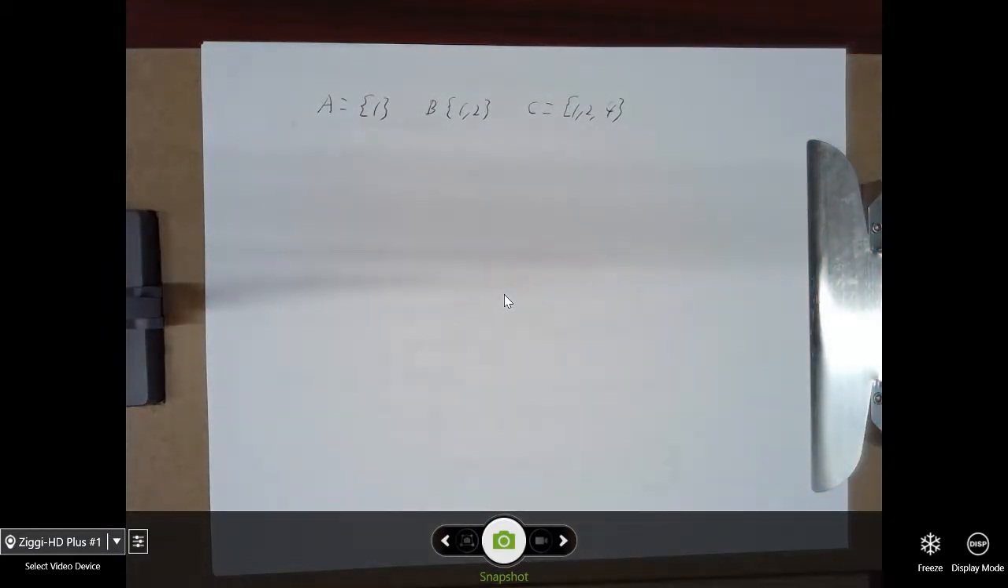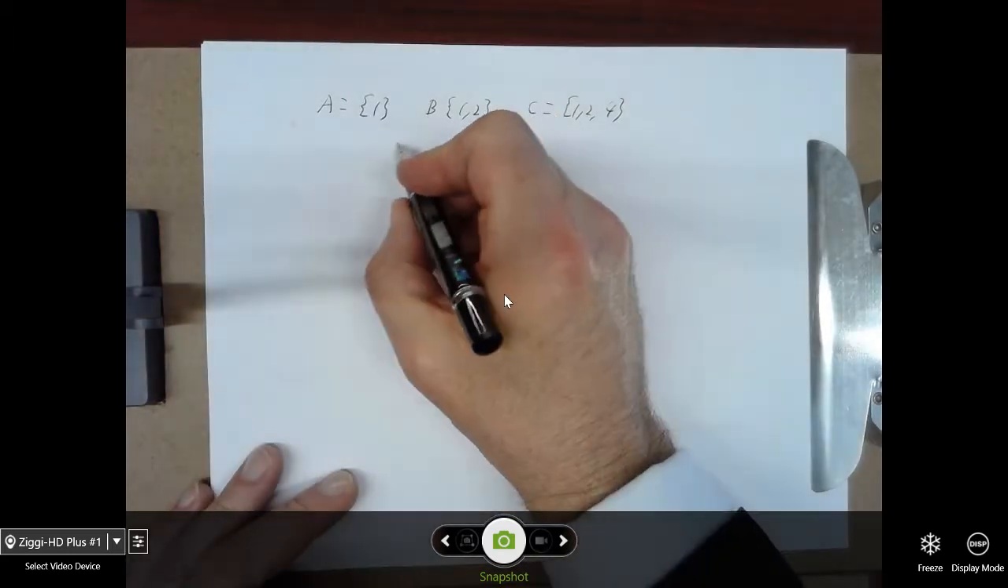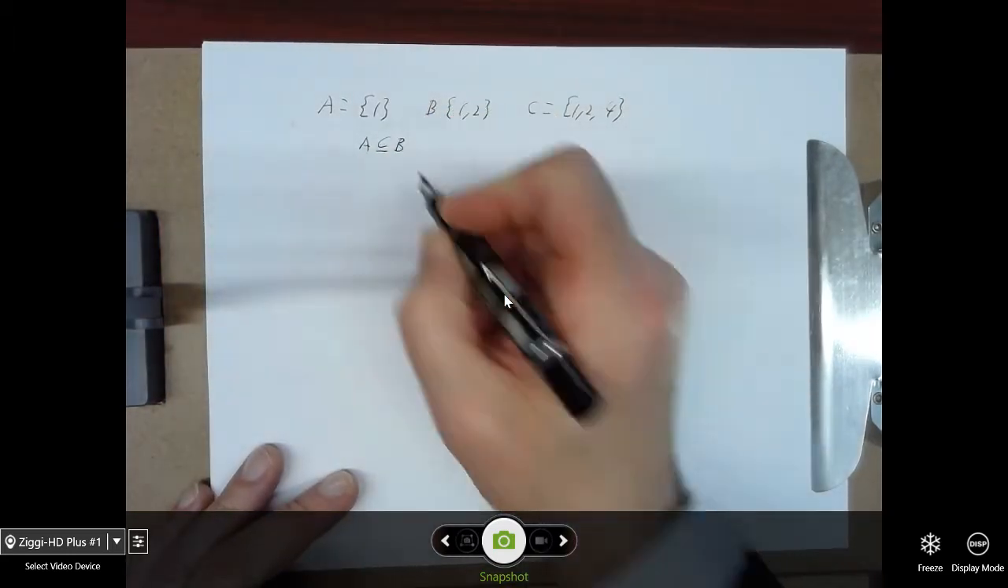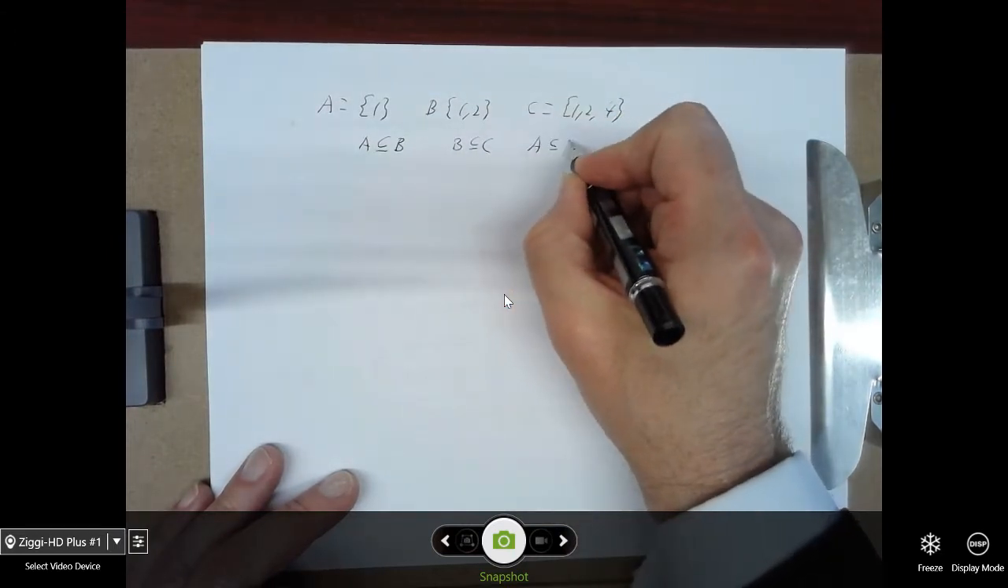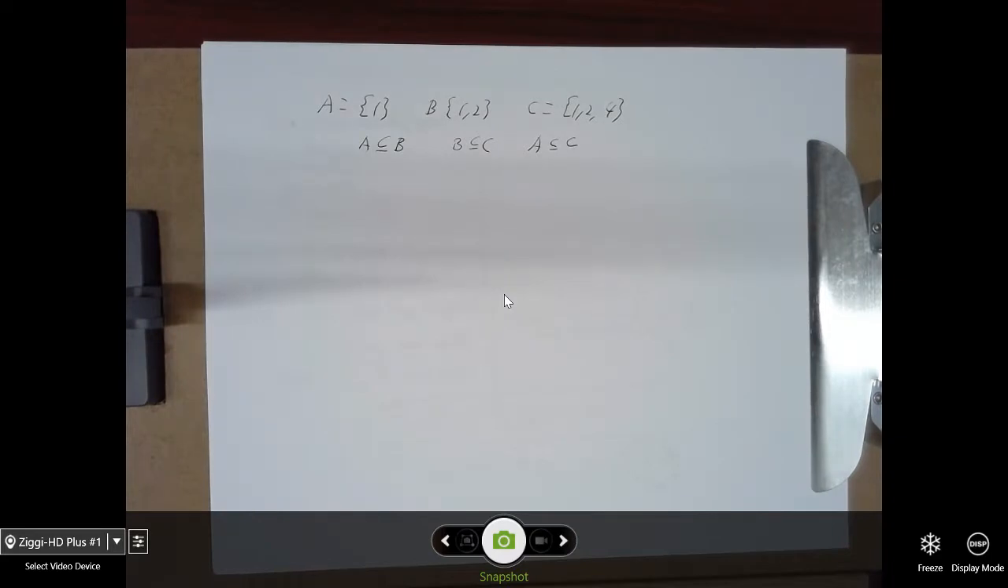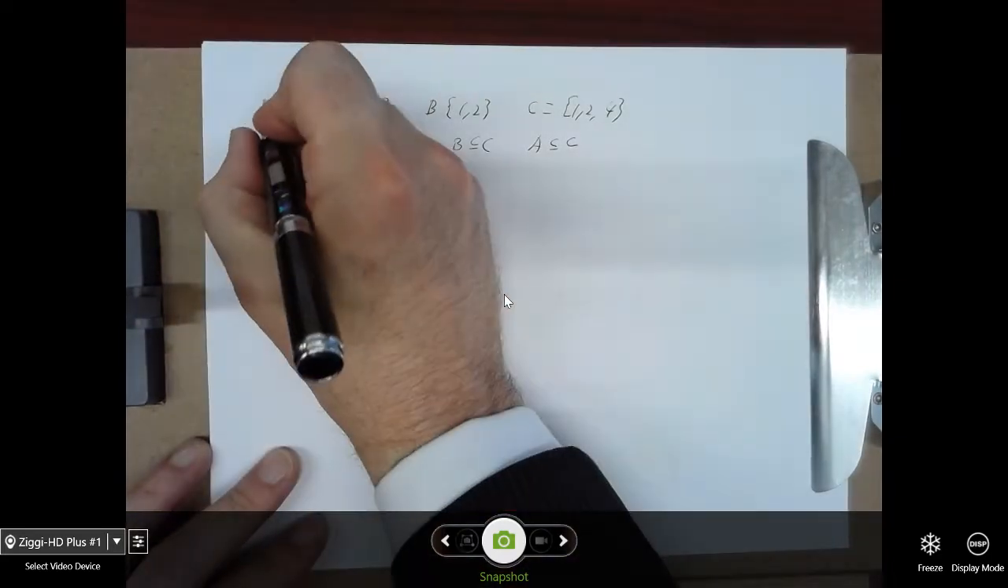A is 1, B is 1, 2, C is 1, 2, 4. Clearly A is a subset of B, and there's nothing to really prove there. You can just sort of state it. And B is a subset of C, and A is a subset of C. So that demonstrates what part A was trying to show.